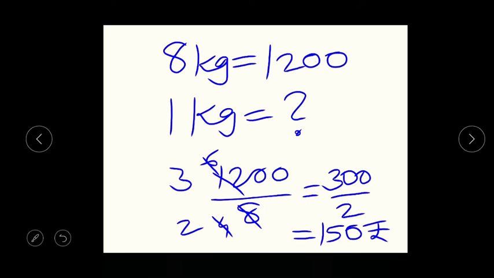How did we calculate? Did all of you understand? We just divided 1200, that is the price for 8 kg, by 8. So we get the price for 1 kg. We did the division and we got the answer as 150 rupees. Simple.